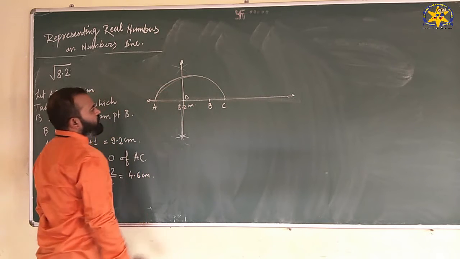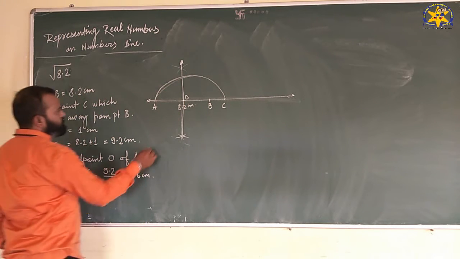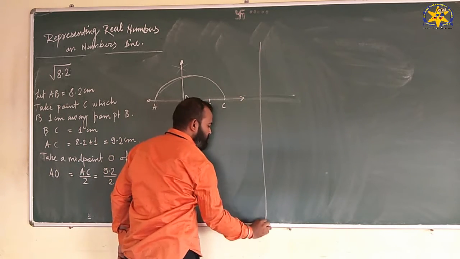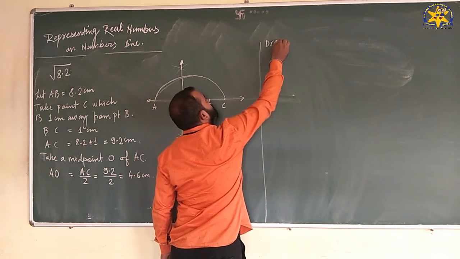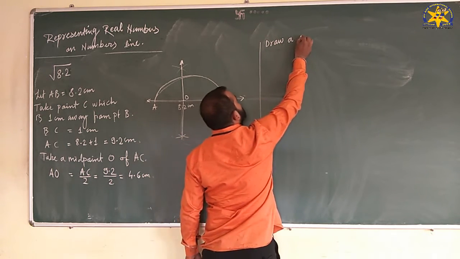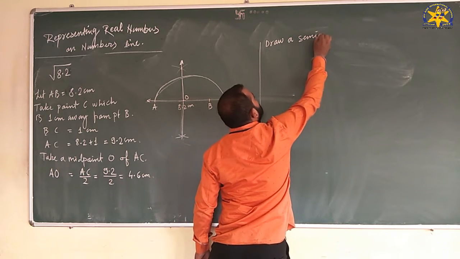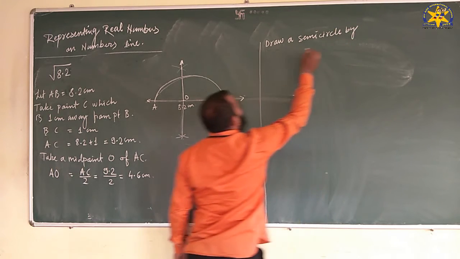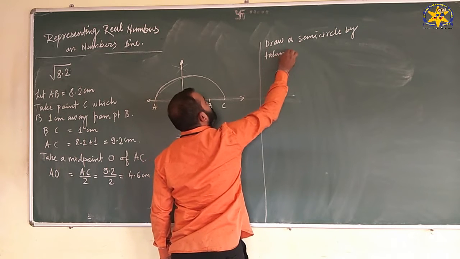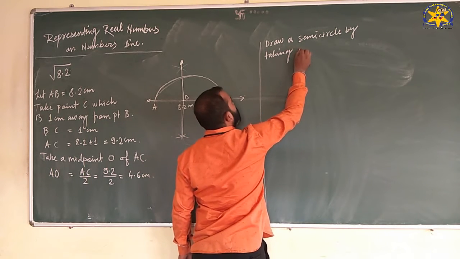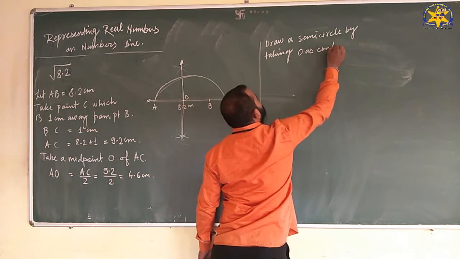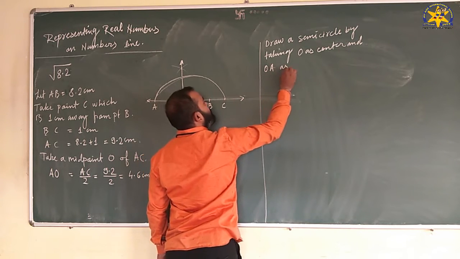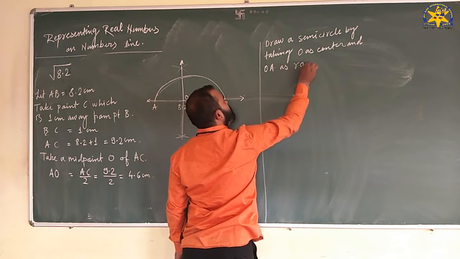Okay. Now after this, what I have done here, I will be writing here: construction. Draw a semicircle by taking O as center and OA as radius.